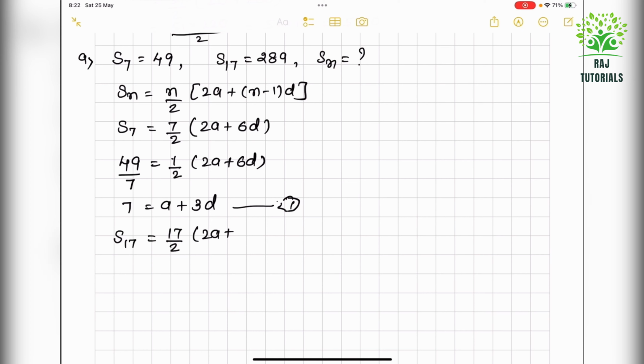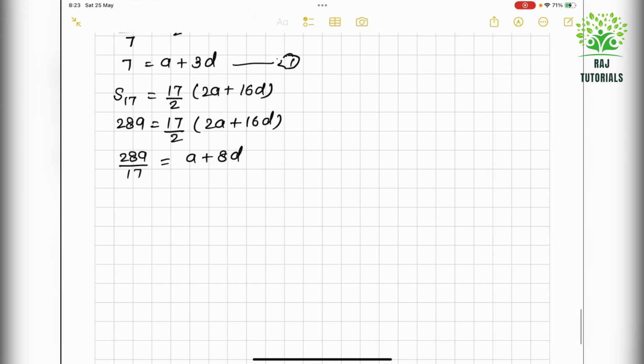Similarly, S17 will be equal to 17 by 2 into (2a plus 16d). So 289 equal to 17 by 2 into (2a plus 16d). Again I am doing the same process. 289 divided by 17 equal to a plus 8d. Divide by 17 will be 17 equal to a plus 8d. So this is the second equation.